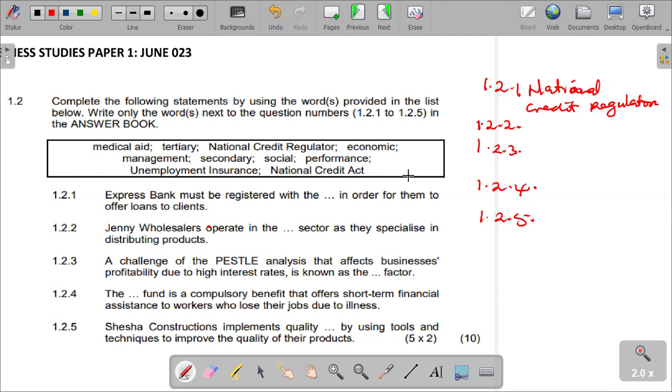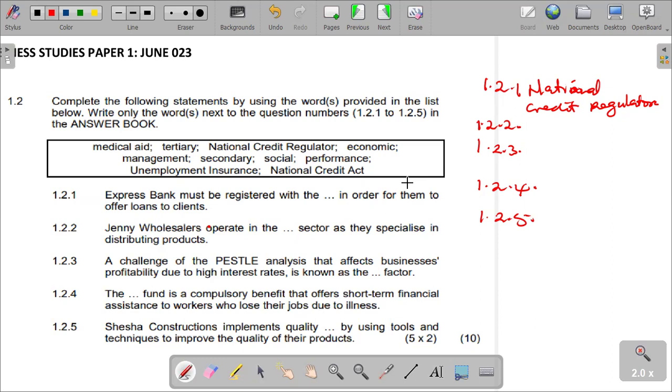Number 1.2.2: genuine wholesalers operate in the tertiary sector as they specialize in distributing products. These are wholesalers. Which sector are they specializing in? Distribution. This is a services sector.